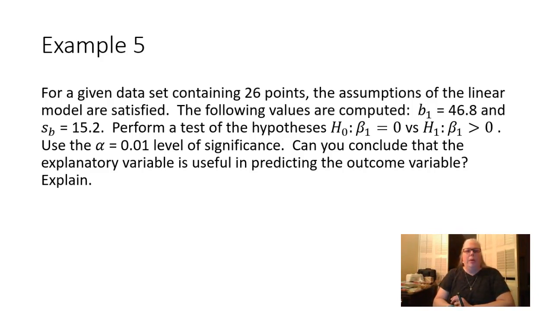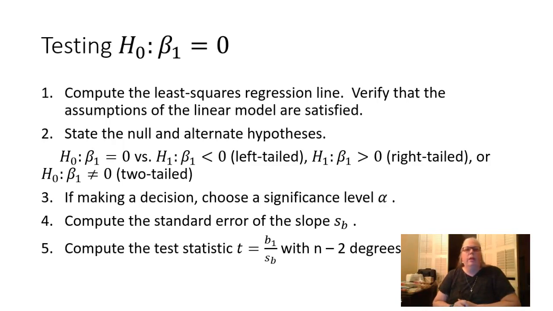Okay, so back to the steps we were doing before. All right, so for testing our hypotheses here, the least squares regression line is done. They've given us our information. The hypotheses have been stated, and this time we are doing a right-tailed test. Okay. The significance level has been given to us. The standard error for the slope has also been given to us. So we're going to start here with step 5. We're going to find our test statistic and the degrees of freedom.